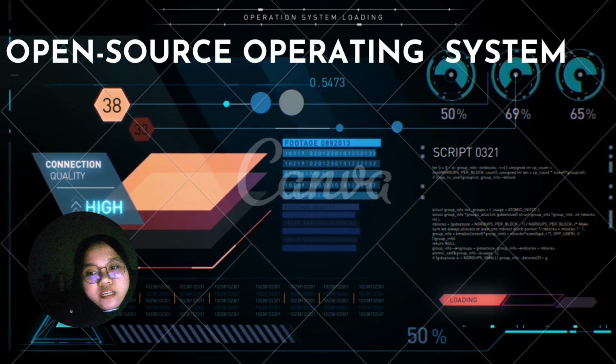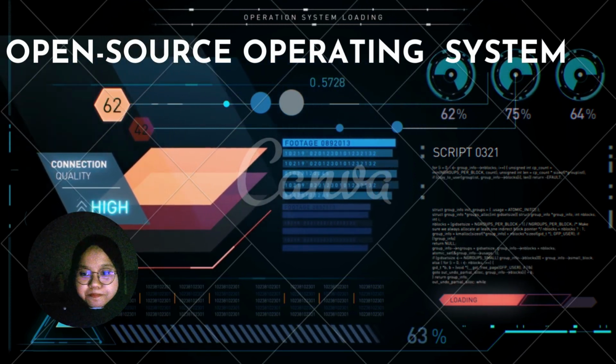And now let's look at the open source operating system.